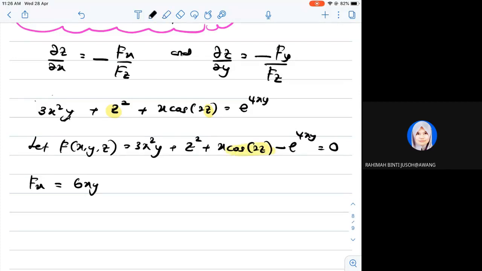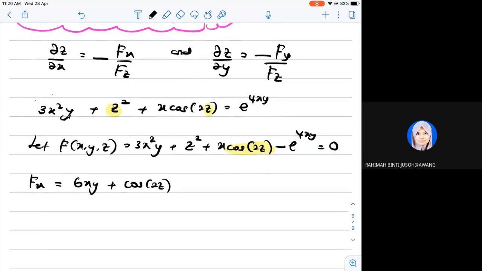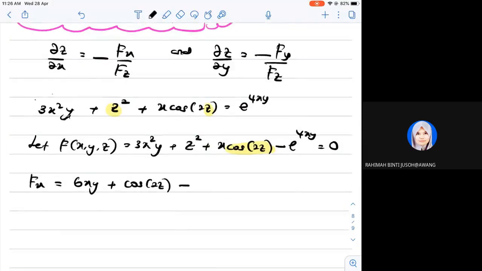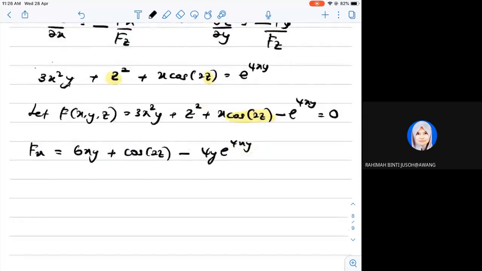So apa yang kita dapat? Dapat cos 2z lah, sebab itu adalah perkali dia, constant. Okay, settle. Lepas tu negative exponent 4xy tu, dapatlah negative 4y exponent 4xy. Macam tu. Dah siap.